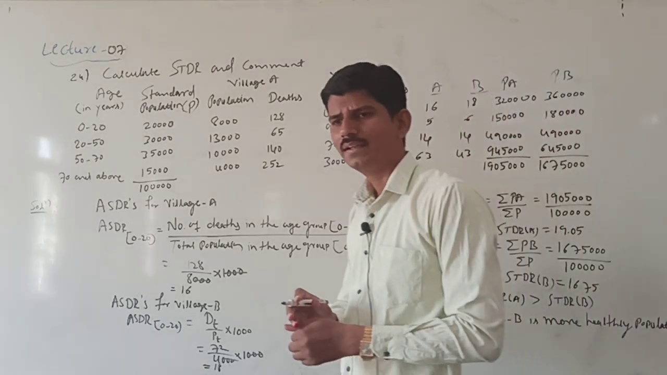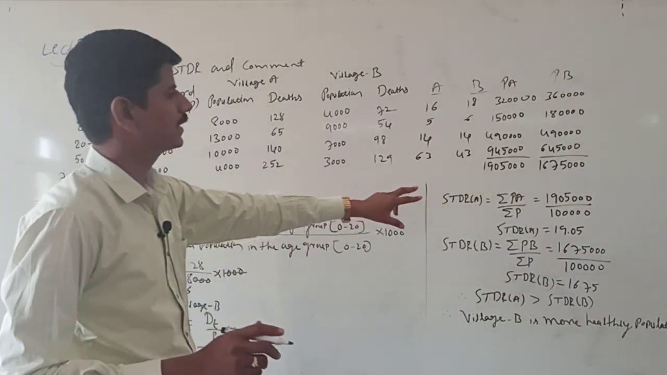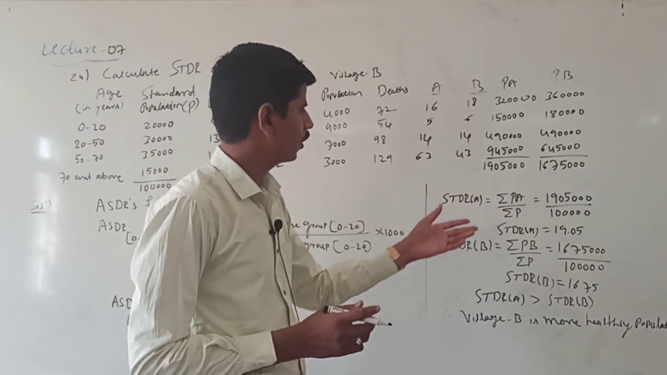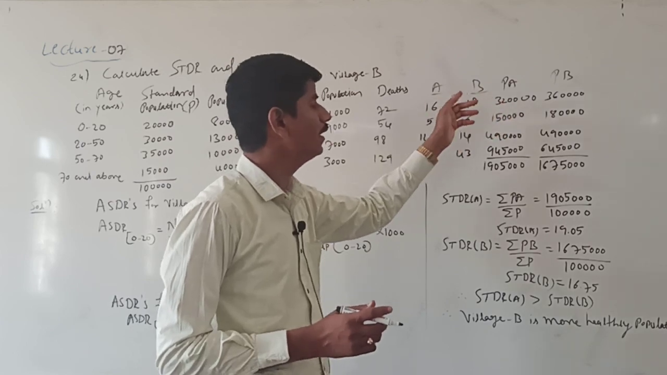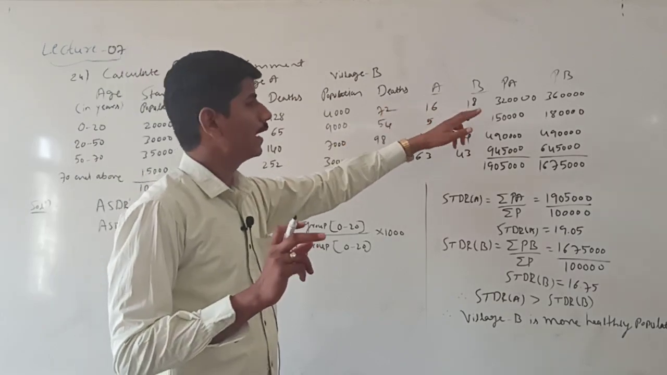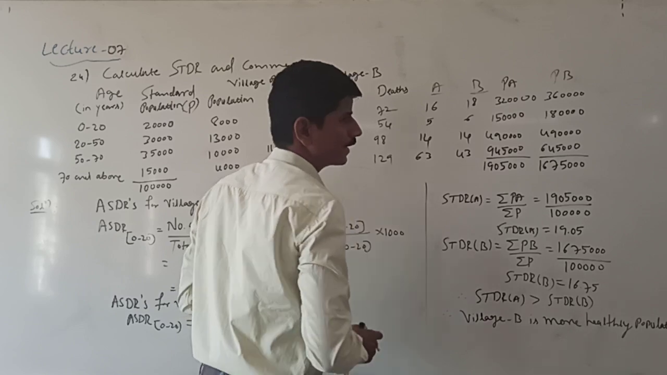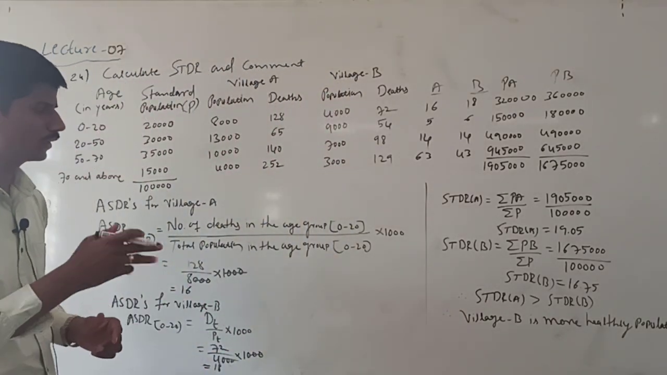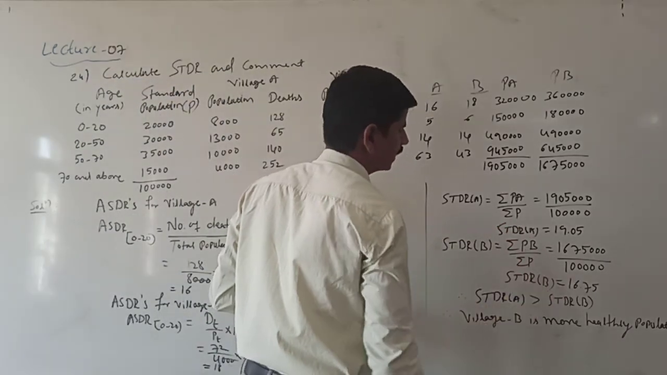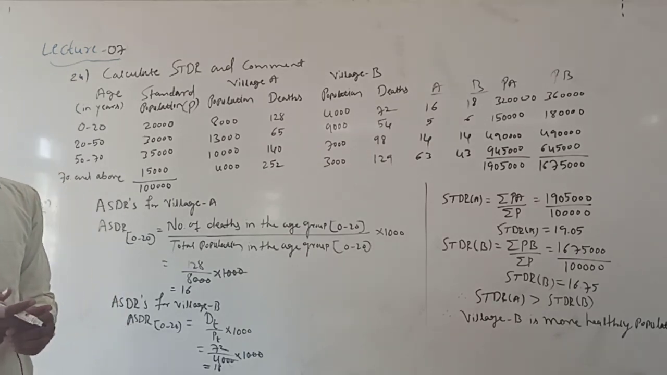Next, we have to write the STDR for A and STDR for B formulas. That is STDR for A is sum of PA by sum of P. STDR for B is sum of PB by sum of P. Then we have to multiply P into A, that is the standard population P. This P into A and PB standard population into B. Then we will get total 16,75,000. Okay. Then substitute the values. Then we will get STDR for A is 19.05 and STDR for B is 16.75. Therefore, village B is a more healthy population.